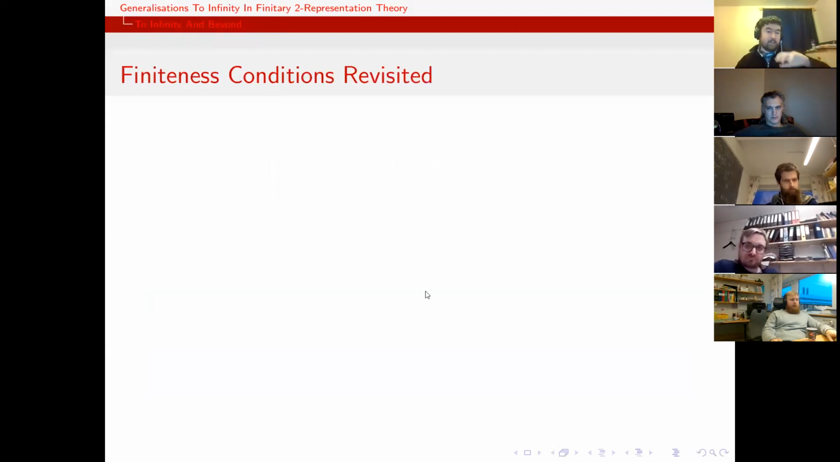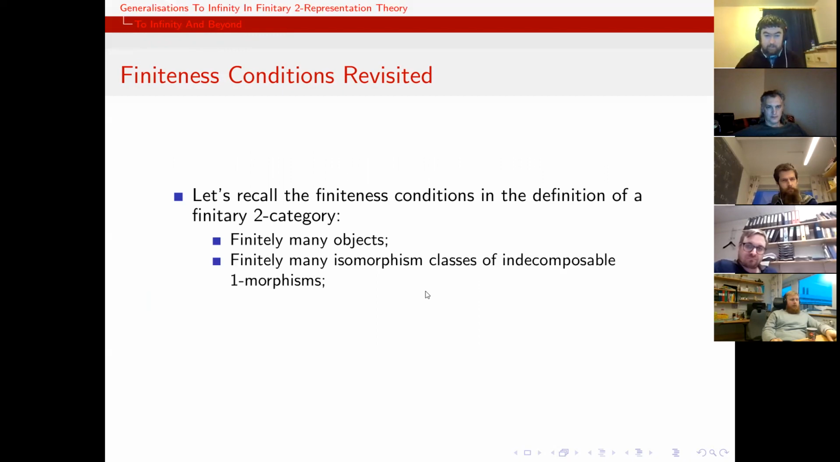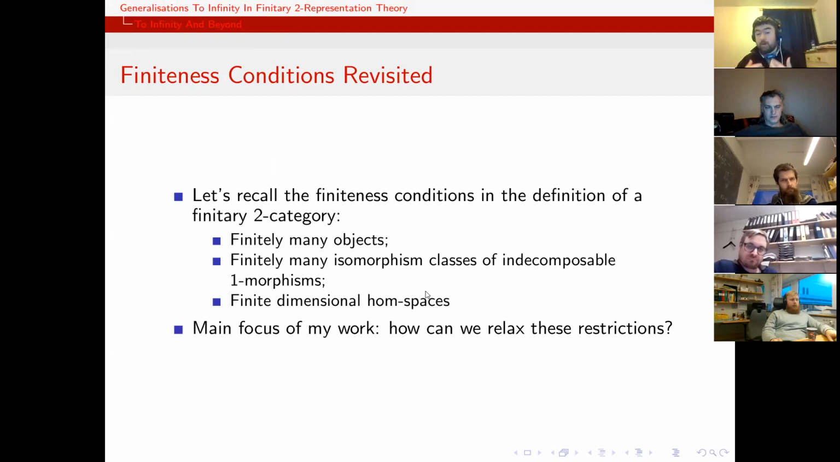So I will end this first half by reminding you of what finiteness conditions turned up, to prepare us for the second half. It turns out there were three finiteness definitions. A finitary two category has finitely many objects, finitely many isomorphism classes of indecomposable one morphisms, and finite dimensional Hom spaces. And the main focus of my work, and main focus of the second half of this talk, will be looking at how we can relax these restrictions.